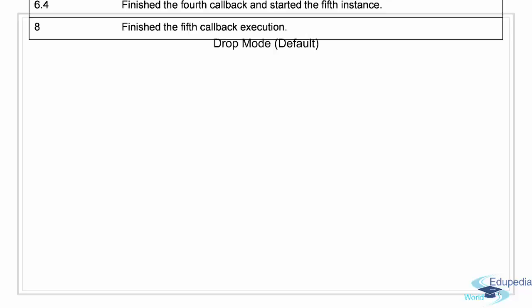At 6.4 seconds, the fourth callback is finished and the fifth instance of the callback is started. And at 8 seconds, the fifth callback has completed execution. So this is how, in drop mode, the timer executes a callback function that takes 1.6 seconds to execute for a 1 second period, and it completes the whole procedure in 8 seconds.